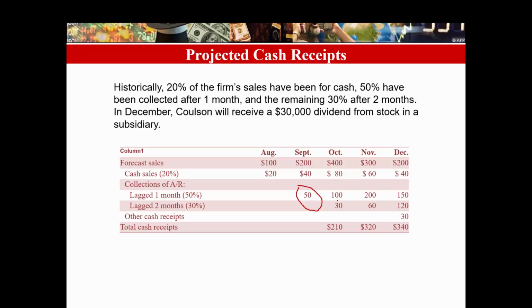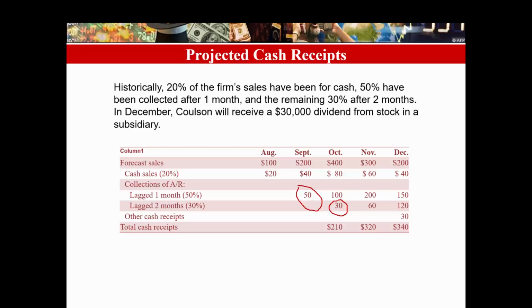and in October we do have $30,000 that is going to be collected, still from sales that were generated in August. So September sales were $200,000.